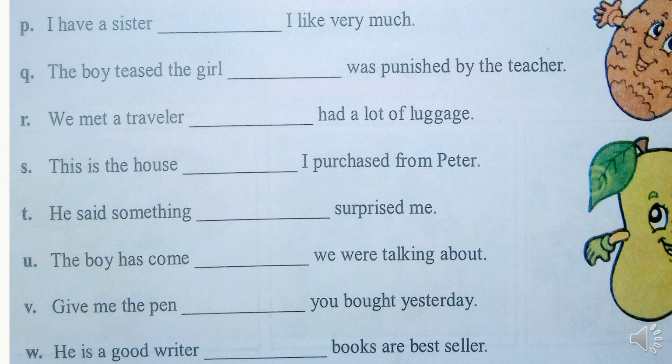V. Give me the pen dash we bought yesterday. Pen is an object. W. He is a good writer dash books are bestseller. Books belong to the writer.